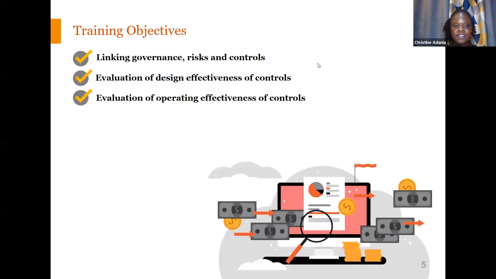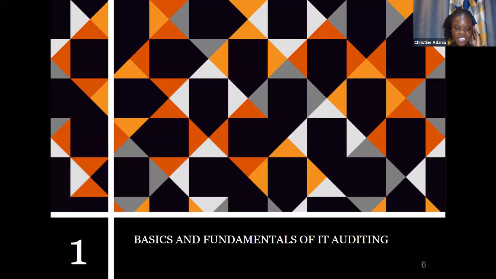So the objectives of this training will be for you to be able to link IT governance and then the risks and controls, how they all mesh together in a business environment or in an enterprise-wide environment. And then for you to be able to evaluate the design effectiveness of controls and to further on go ahead and assess operating effectiveness of controls. So if we can just go on to the basics and fundamentals of IT auditing.